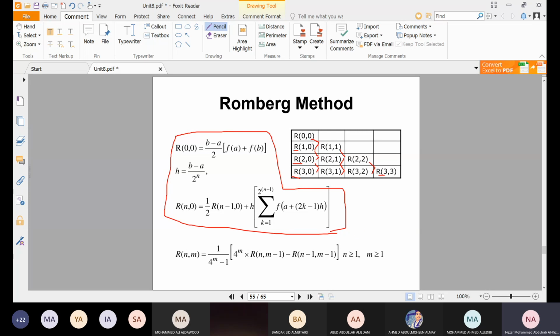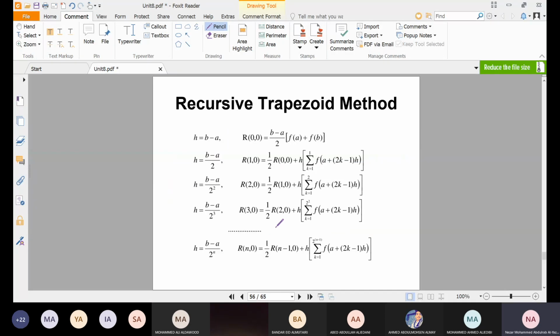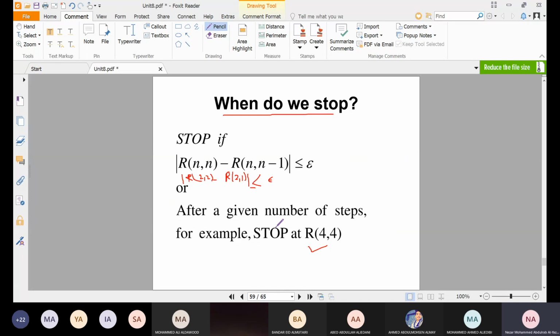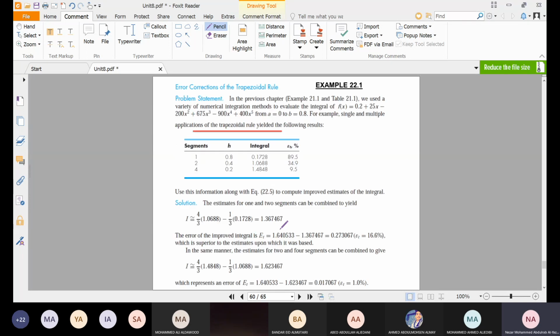Question? Any question? So let's take these last examples that we have in this unit. After that, you can go through the rest. As you know, ya shabab, we use this example from the textbook to evaluate the integration of this function using the trapezoid rule, and we used before 1 segment, 2 segments, and 4 segments, and this is the evaluation of the trapezoid rule.